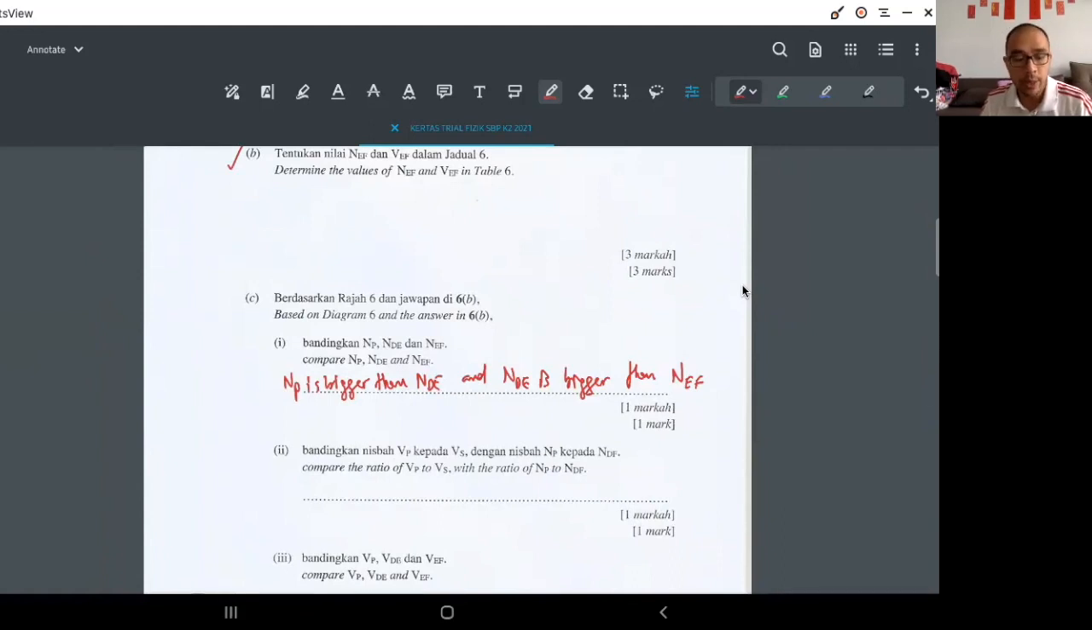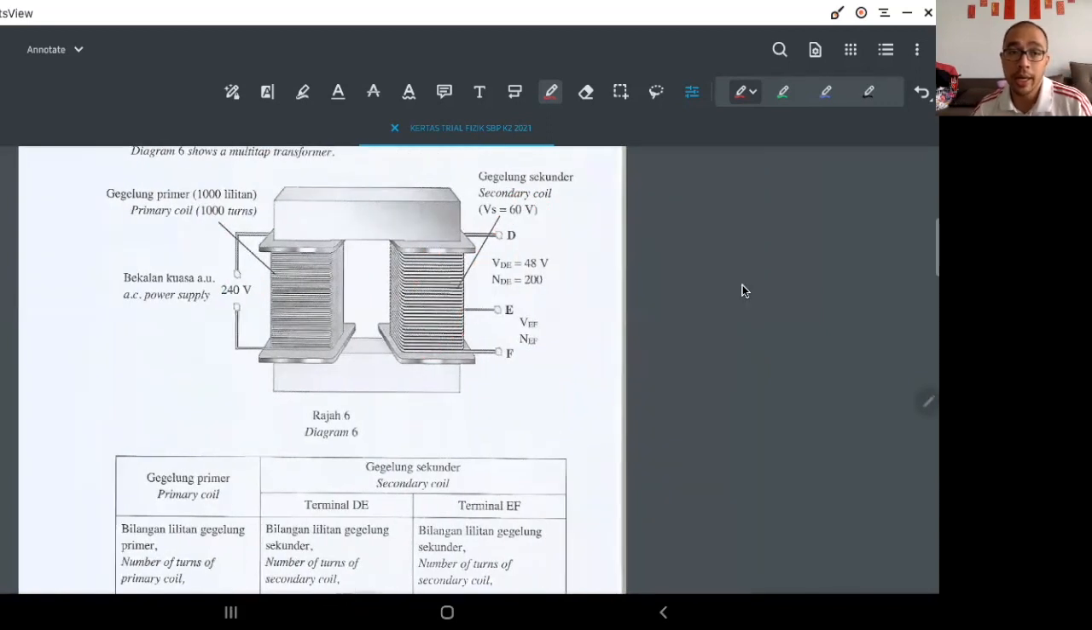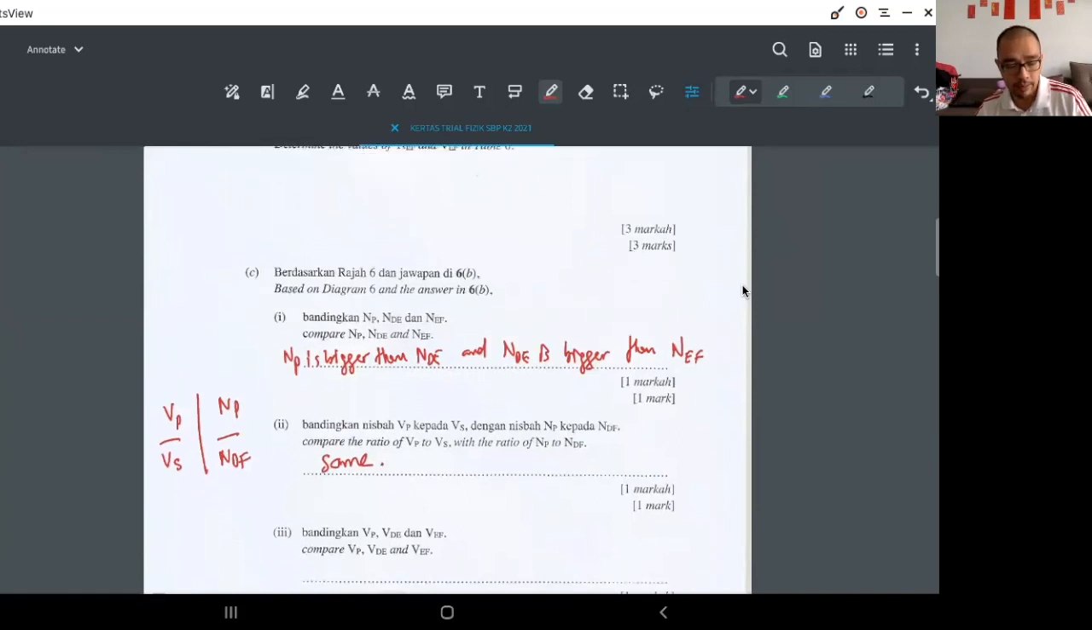Okay, that's why we have this formula: Vp over Np equals Vs over Ns. That's why we have this ratio. Because even when you shift it around, I bring Ns to the bottom, Vp goes to the top, I will get the same result. Vp over Vs, the ratio is the same as Np over Ns. Okay, NDF, so the ratio will be exactly the same.